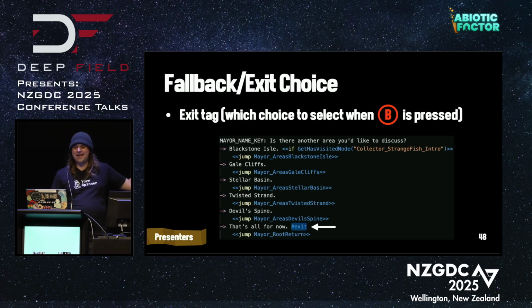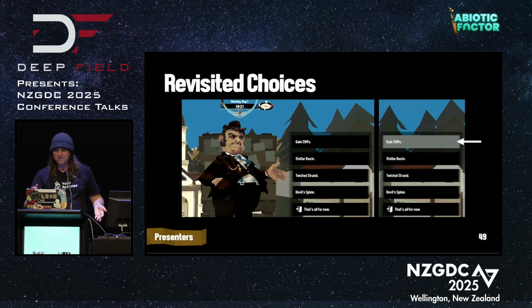They have an exit tag, which is the choice that is selected when you hit the B button on the controller. It's really, really simple, nice little things. Choices that have been revisited.